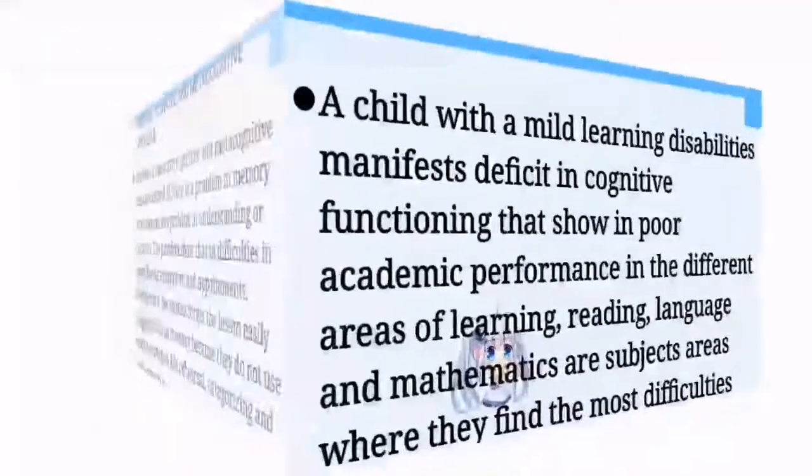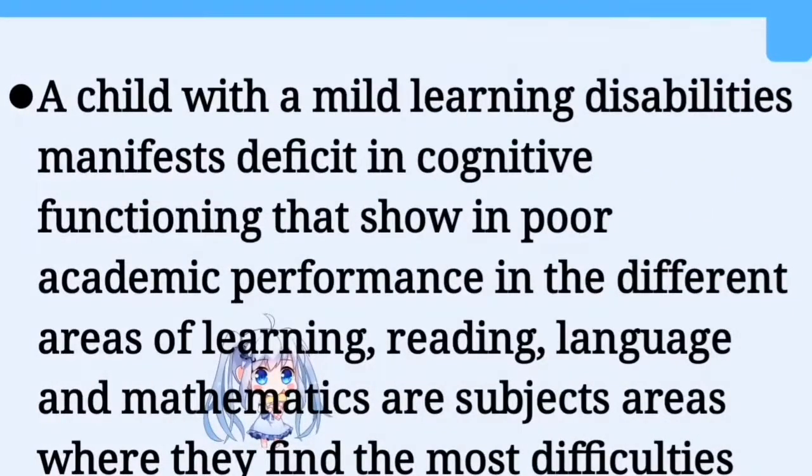So a child with a mild learning disability manifests deficits in cognitive functioning that show in poor academic performance in the different areas of learning. Reading, language, and mathematics are subject areas where they find the most difficulties. The areas in cognitive functioning most affected are attention, memory, and thinking, or the executive functions of the mind.